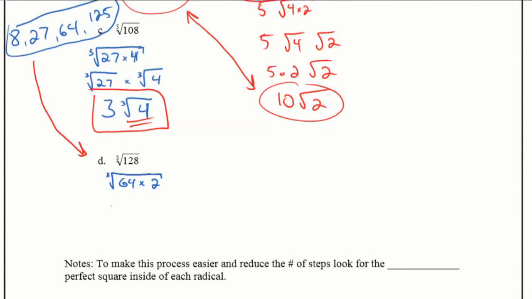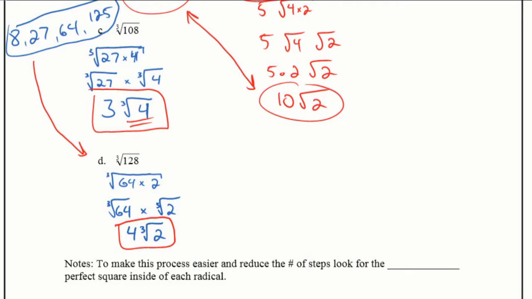And then I'm going to write it as two separate radicals, cube roots. Cube root of 64 times the cube root of 2. And the cube root of 64 is going to be 4. So I get 4 times the cube root of 2. That's my answer.